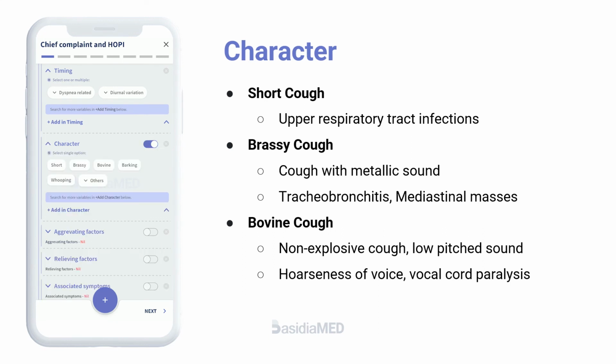Short cough is associated with upper respiratory tract infections. Attacks of cough with a metallic sound is called brassy cough. It is commonly associated with tracheobronchitis and mediastinal masses. A bovine cough is a non-explosive cough associated with low-pitched sound. It is accompanied by hoarseness of voice and is seen in vocal cord paralysis.